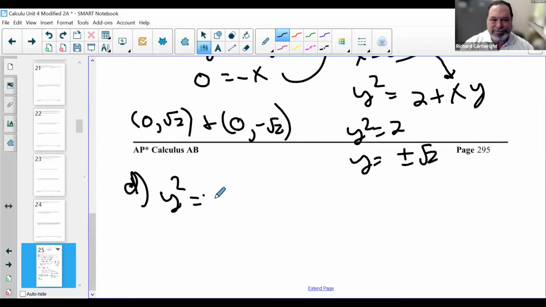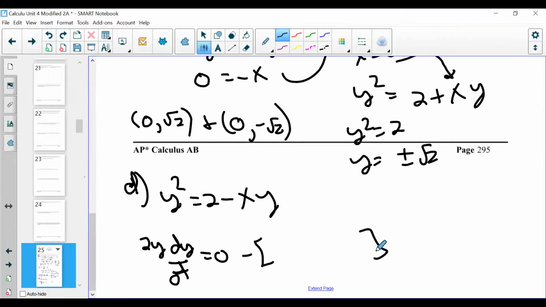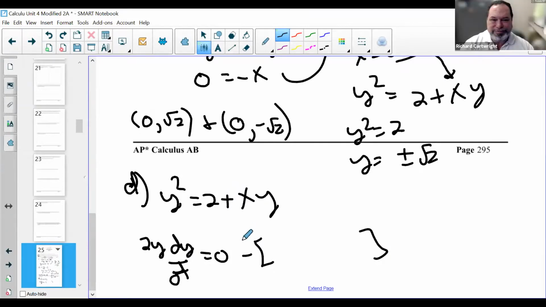Y squared was equal to 2 minus xy. Now, with respect to time, so it's 2y, not dy dx, but dy dt, equals to 0. Product rule, minus what? Zeros plus. Oh, thank you. Well, then that really saves me. That makes it silly of putting the parentheses, but I'm going to leave them there because I'm in a hurry. The first times the derivative of y with respect to time is dy dt, plus y times the derivative of x with respect to time is not dx dx, it's 1 dx dt.